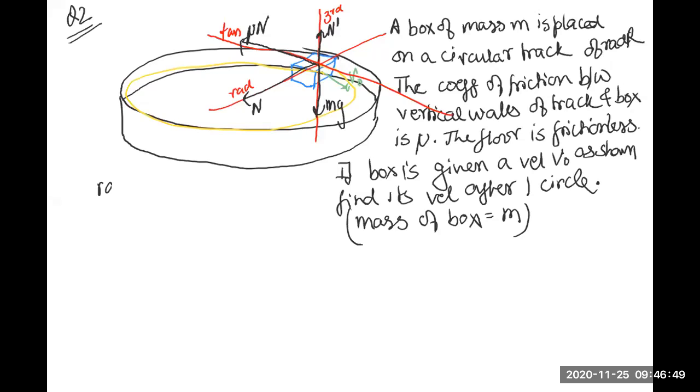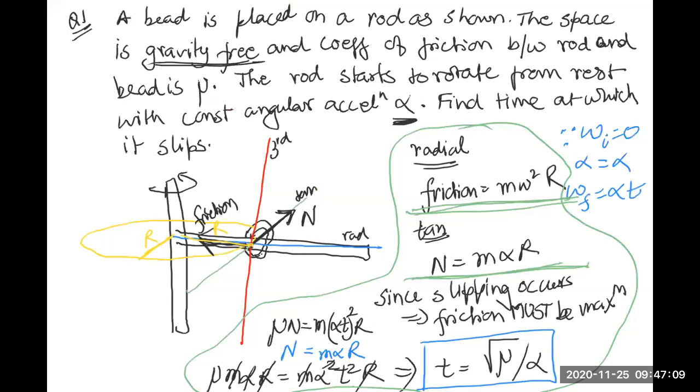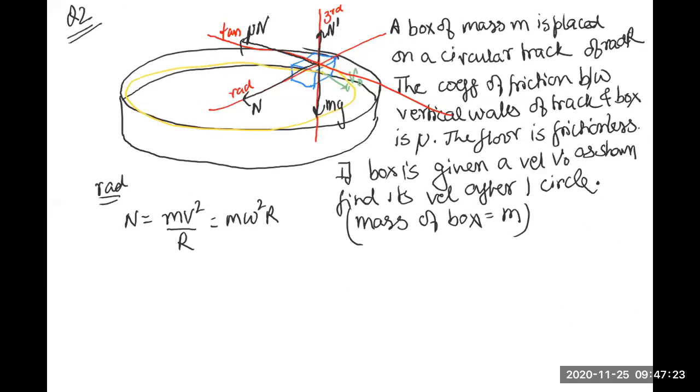So along the radial axis, I write down N is equal to mv square by r, or I can write m omega square r. Right? And this is what I want you to realize. You look at the previous question, along the tangential axis you have the normal reaction, and along the radial axis you have friction. But here things have turned. Along the radial axis you have normal reaction, and along the tangential axis you have friction. Mu N must be equal to m into dv by dt, right?